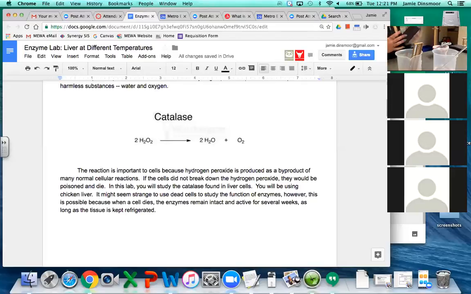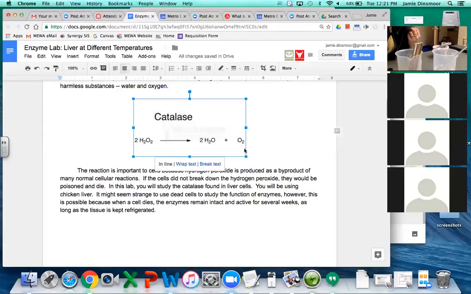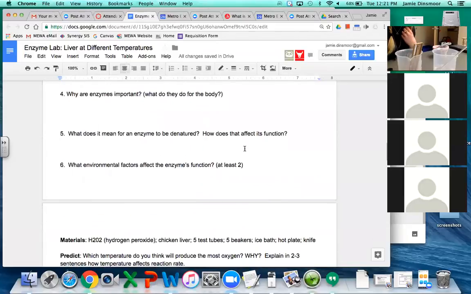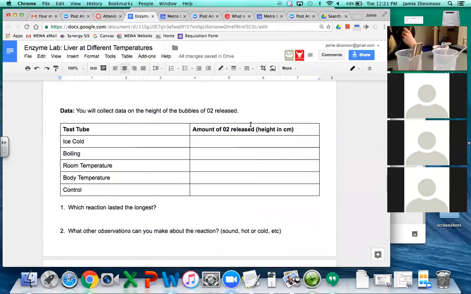So I'll actually get a graduated cylinder for that. We'll need a couple of volunteers who want to add the hydrogen peroxide. What we're going to do on your data section is record the amount of oxygen. So we're actually going to measure the height of the bubbles, right? Which is not the most efficient way to measure, but it's going to show us. Some of them will have a ton of bubbles, some of them will have like 3 bubbles. So it'll give us an idea.